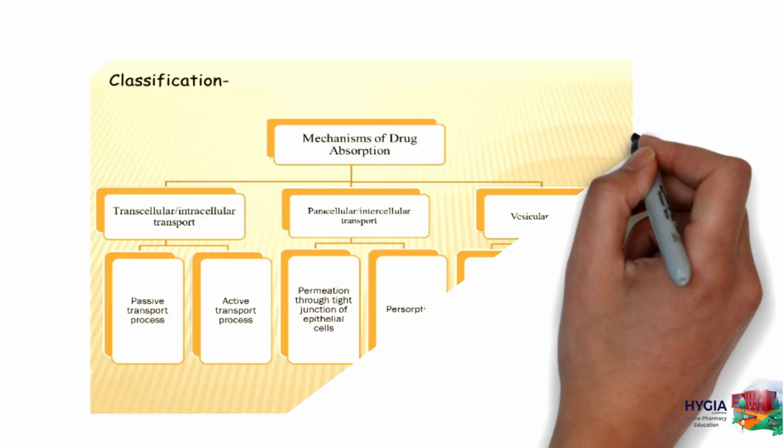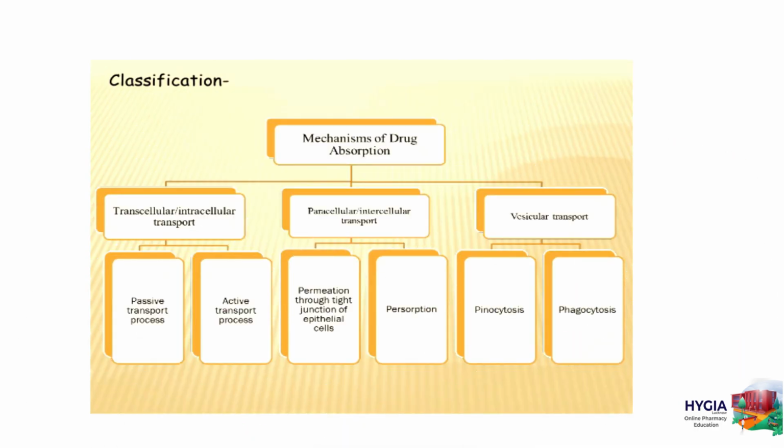On your screen, you can see the broader classification of mechanism of drug transport. The transcellular is again divided into two parts, that is active transport mechanism and passive transport mechanism. Similarly, paracellular and vesicular are again classified into two different processes. In the upcoming lectures, we will discuss all these processes one by one. Today we will start with the passive transport mechanism and active transport mechanism.